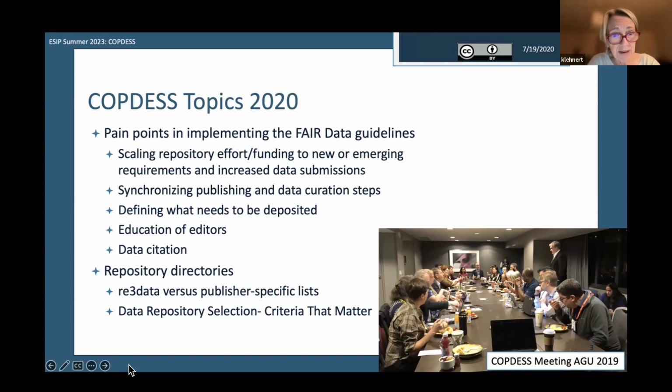We need to define what needs to be deposited, and I will briefly refer to that when I talk about a recent meeting that was basically a COPTIS meeting, but on a much more discipline-specific basis. That also brought up, and actually turned out to be the central topic, the education of editors who were insufficiently informed about the services and capabilities of repositories and so on. So I think we still have lots and lots of stuff to talk about.